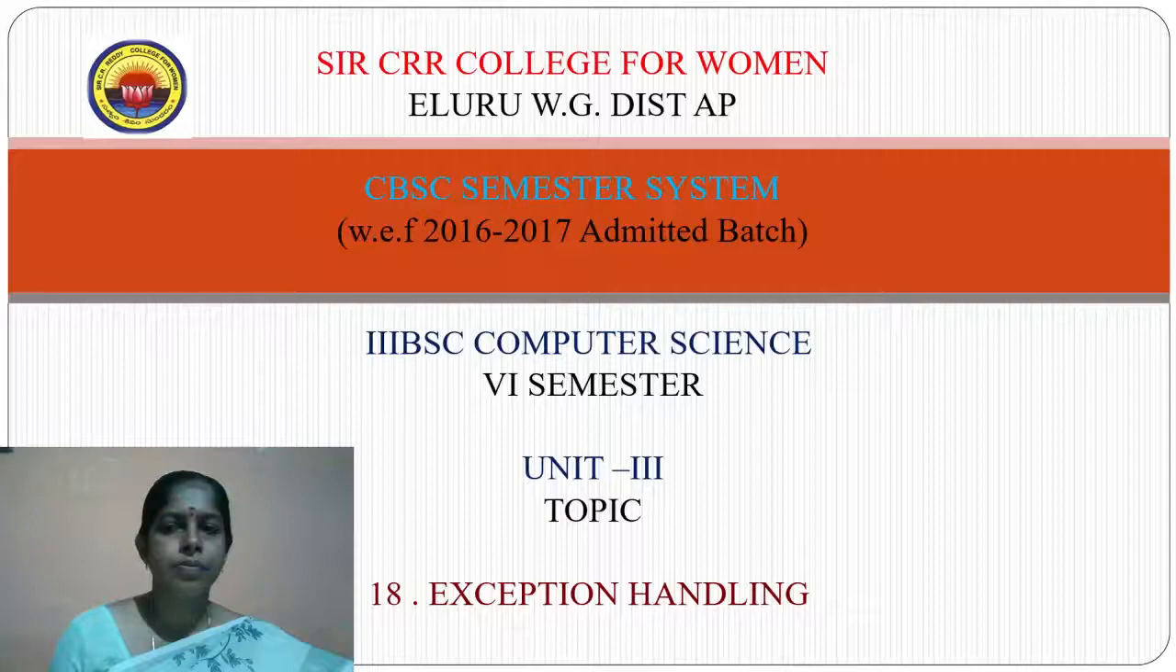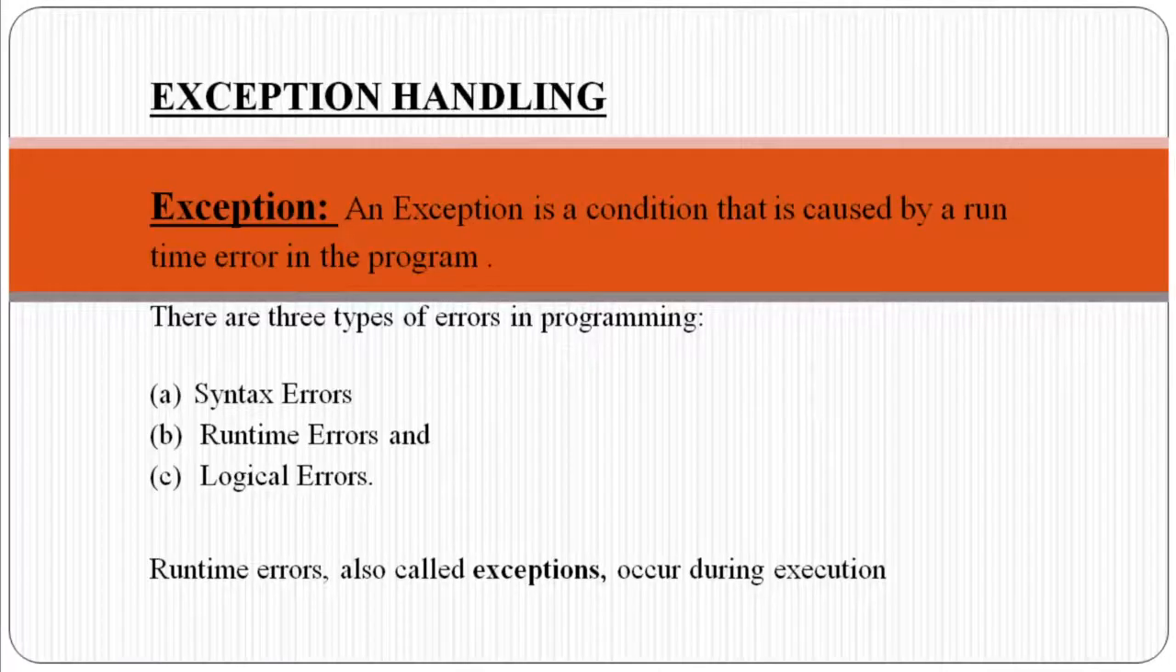Exception. An exception is a condition that is caused by a runtime error in a program. What is an error? A mistake might lead to an error, causing a program to produce unexpected results. Errors are the wrongs that can make a program go wrong. An error may produce an incorrect output or may terminate the execution of the program abnormally or even may cause the system to crash. Okay, this is about error.